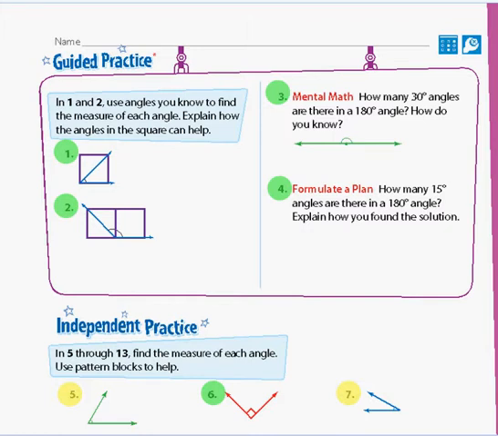Okay, on number 1, we know the square makes right angles. Looks like that angle is half of that. So a right angle is 90 degrees, so half of 90 is 45. So this one's going to be 45 degrees. And we could go ahead and say that 45 degrees equals 90 divided by 2.